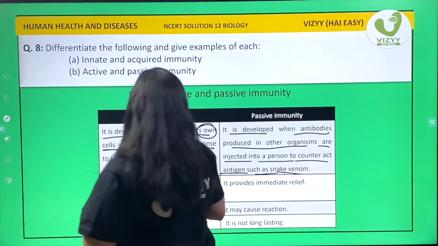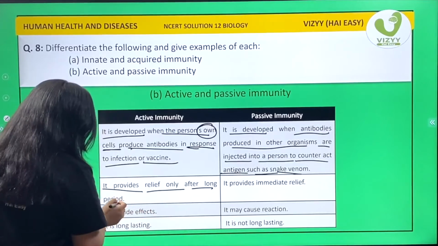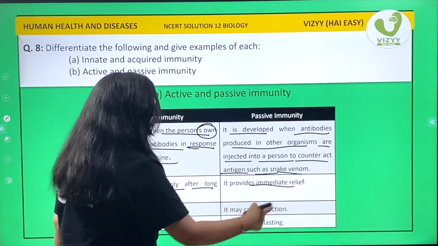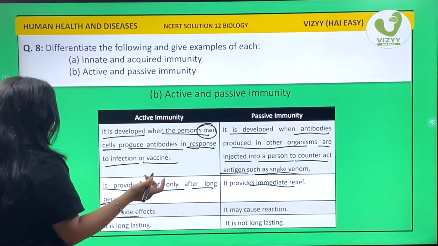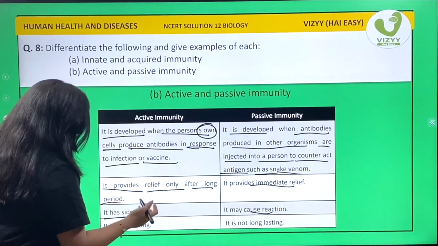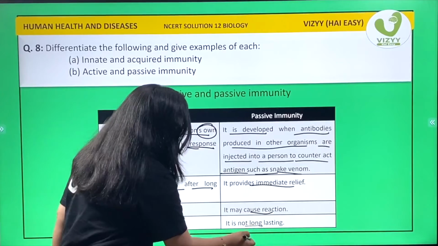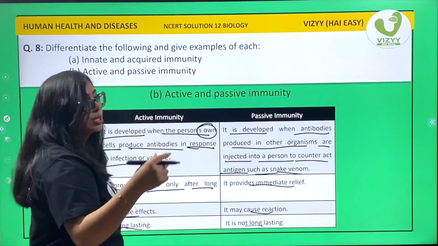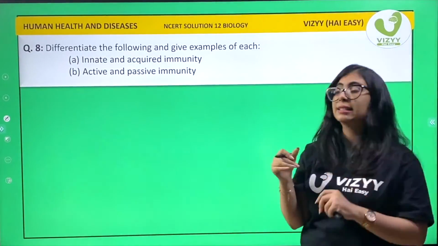Now, again, back to active immunity. It provides relief only after a long period of time, whereas passive immunity will give you proper and immediate relief. Active immunity can have side effects, whereas passive immunity can cause you reactions. Active immunity is long lasting, whereas passive immunity is not long lasting, and you will have to keep on taking the doses of small antibodies. Okay, students, now let's categorize them.